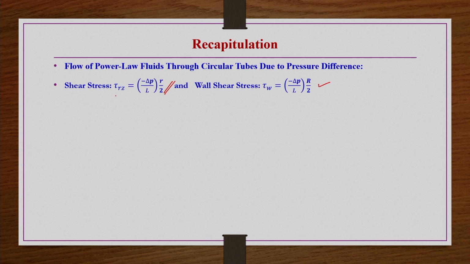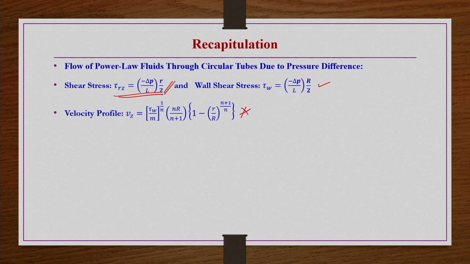Then in this equation we substituted for tau Rz of a power law fluid. For a power law fluid, tau Rz equals m times minus dVz by dr whole power n, that is what we know. We substituted it in this expression, simplified, and then applied boundary conditions to get the velocity profile like this.